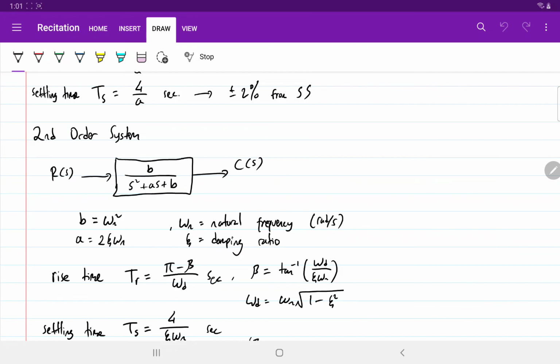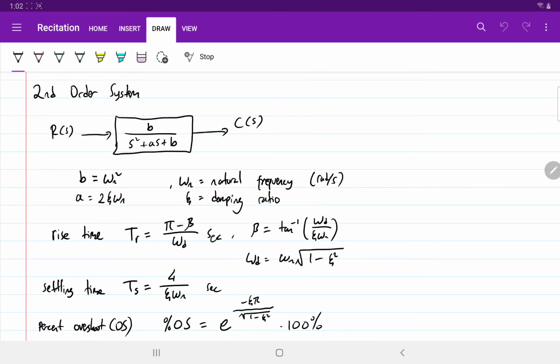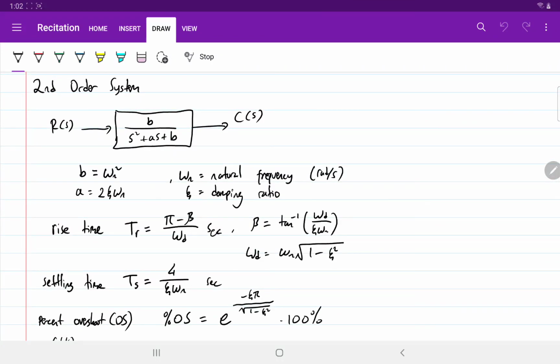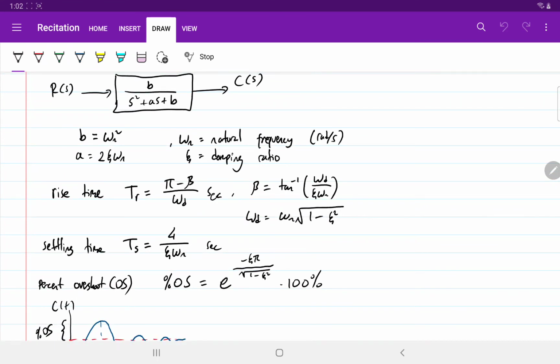Because omega n is the square root of b, take the plus sign because natural frequency is always positive. And once you compute the natural frequency, then from A, which is 2 zeta times omega n, you can compute the damping ratio zeta. All right, so that's the first step. You need to extract omega n and zeta. Afterwards, you can compute the rise time using this formula. And the settling time, which is the time that it takes for the system to settle around plus minus 2% of its steady state, is given by 4 over zeta times omega n. So 4 over, in parentheses, zeta times omega n. Okay.